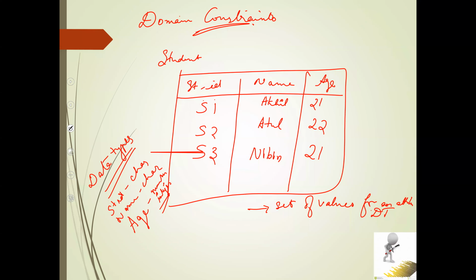So here I've told that age can be only number or integer, which means I can very well enter 21, 22 and so on. But imagine I want to enter something like 2A, it will not be possible. So that is what you mean by a domain constraint. Set of values for an attribute, and it also should be an atomic value, which means it should be non-divisible. So this is what you mean by domain constraint.